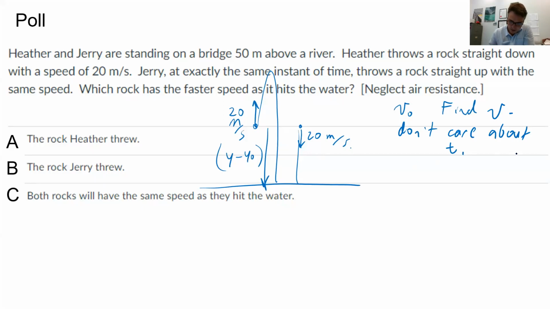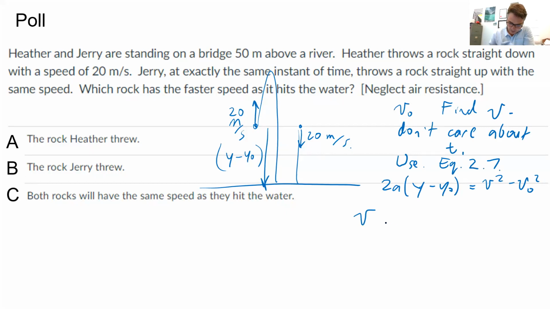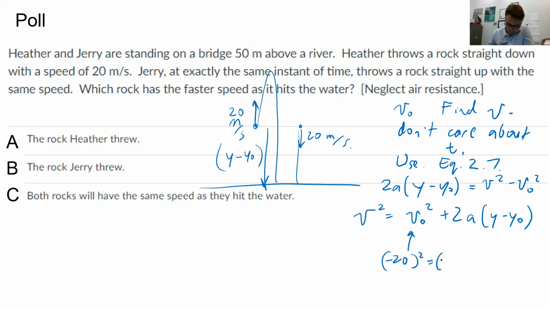Now, not everything's given here, but if I did have all these numbers, I would use equation 2.7, which was 2a times y minus y initial is equal to v squared minus v initial squared. And so v squared is just equal to v initial squared plus 2 times a times y minus y0. What I think is really interesting here is that this one is the same. So negative 20 squared equals positive 20 squared. Same for both.